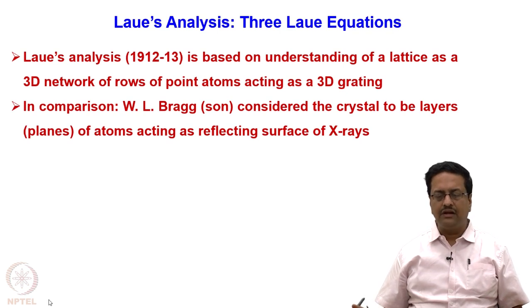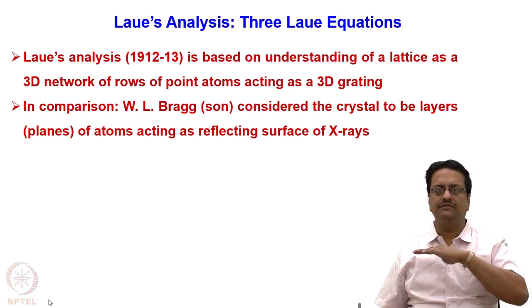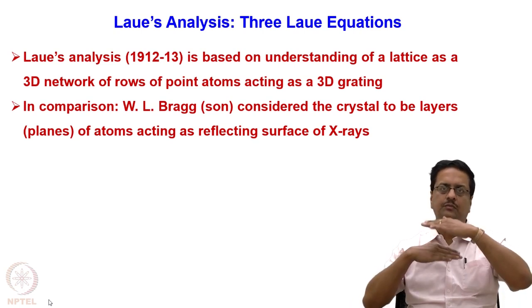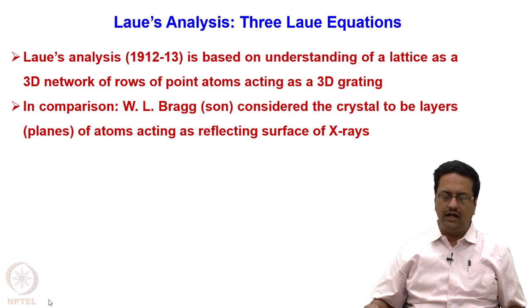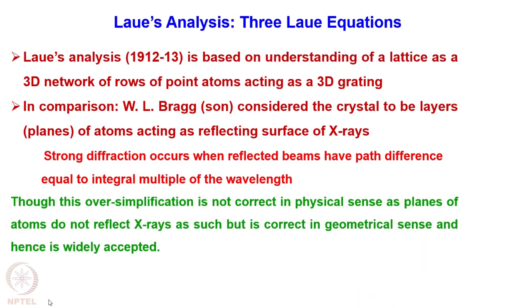In comparison, William Lawrence Bragg, the son Bragg, considered the crystal to be layers or planes of atoms acting as reflecting surface of X-rays. So, considering those atoms instead of a row of atoms, he considered those rows of atoms form a particular plane, and two such parallel planes cause diffraction just like reflection, and he derived a very simple equation. So, in his understanding, strong diffraction occurs when reflected beams have path difference equal to the integral multiple of wavelength. Although this oversimplification is not fully correct in physical sense, as planes of atoms do not actually reflect X-rays as such, but it is correct in geometrical sense, and hence this understanding is widely accepted.